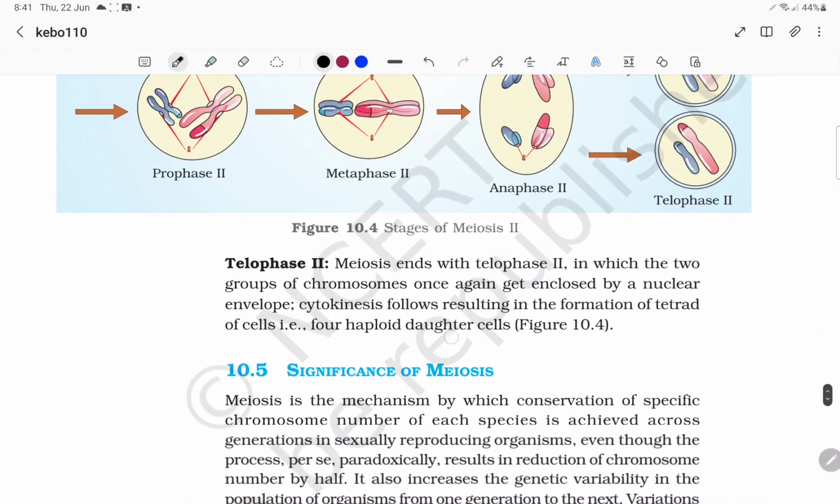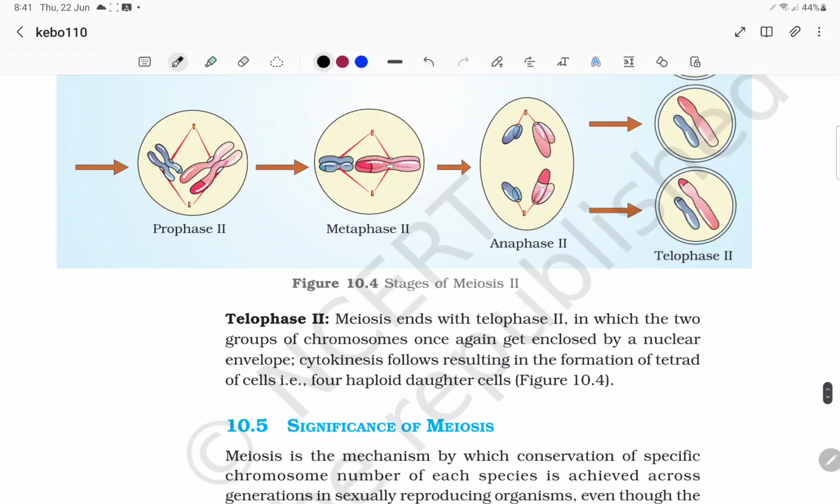So telophase: meiosis ends with telophase 2, in which two groups of chromosomes once again get enclosed by the nuclear membrane. Cytokinesis follows, resulting in the formation of a tetrad of cells, which means 4 haploid daughter cells.